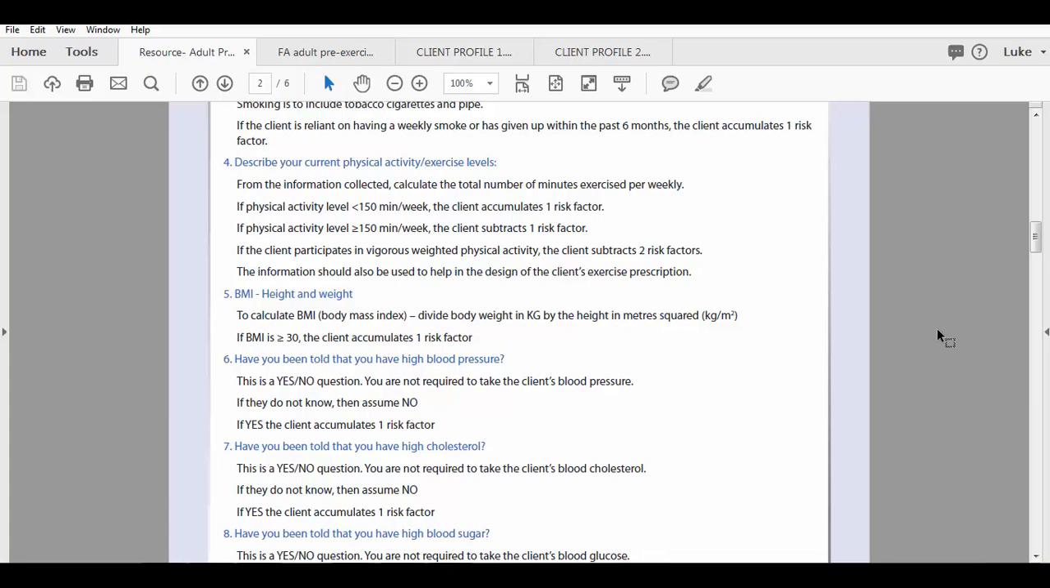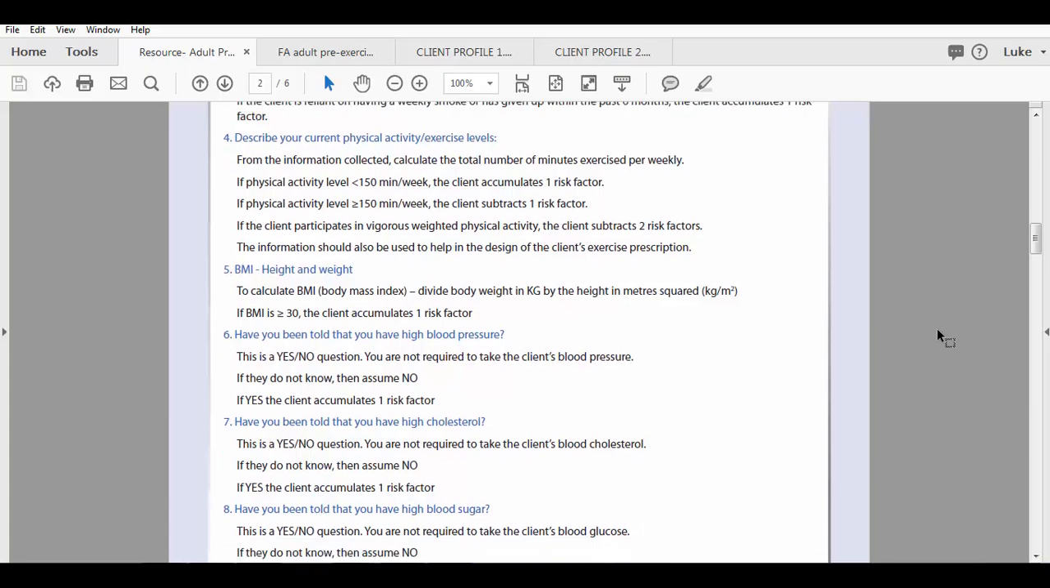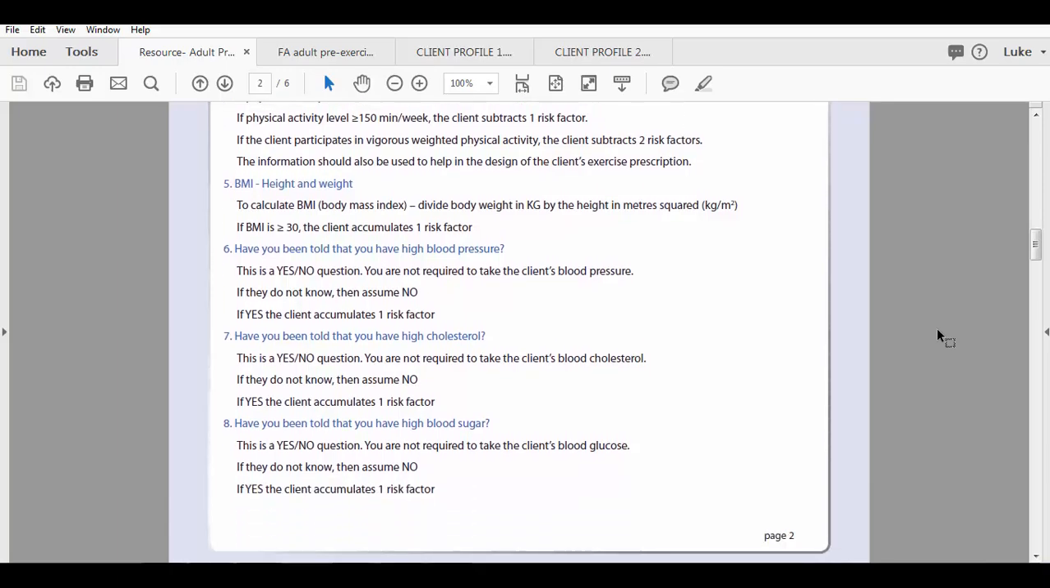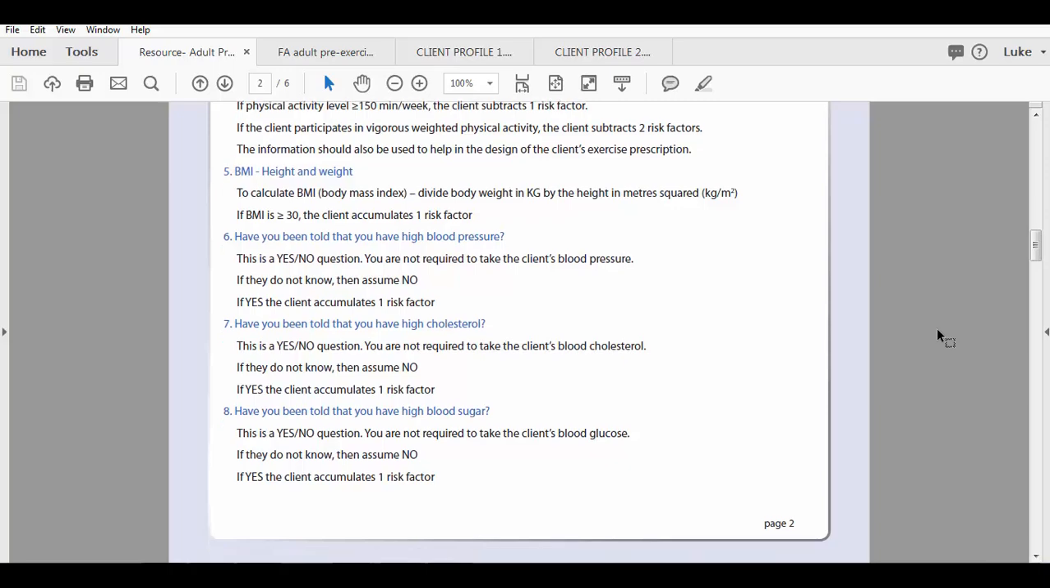Moving on here. Having been told you have high blood pressure, if you circle yes that you have been told that, then you get a +1 risk factor. If you've been told no, or never had that information relayed to you, then you get a 0 risk factor. Question 7, have you been told you have high cholesterol? If yes, you get a +1. If no, you get a 0. Have you been told you have high blood sugar? Answer yes, you get a +1. If no, you get a 0.